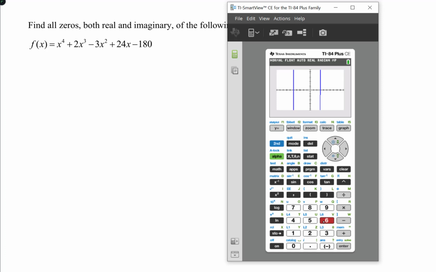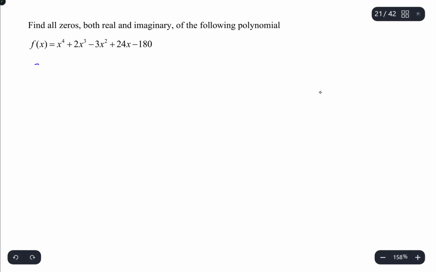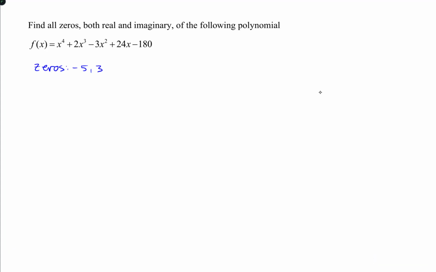Now, it's not a great graph of this polynomial because usually polynomials are nice smooth curves. It's just that this one increases so rapidly, it's just way outside of the viewing window. But that's okay. We don't need to see the entire thing. We just need to see where it's crossing the x-axis. So that looks like it's happening at, let's see, 1, 2, 3, 4. So -5 and +3. So let's go ahead and state that -5 and +3 are zeros of this polynomial.